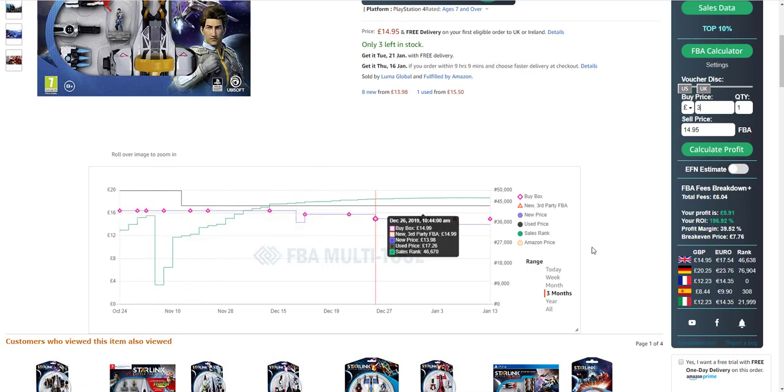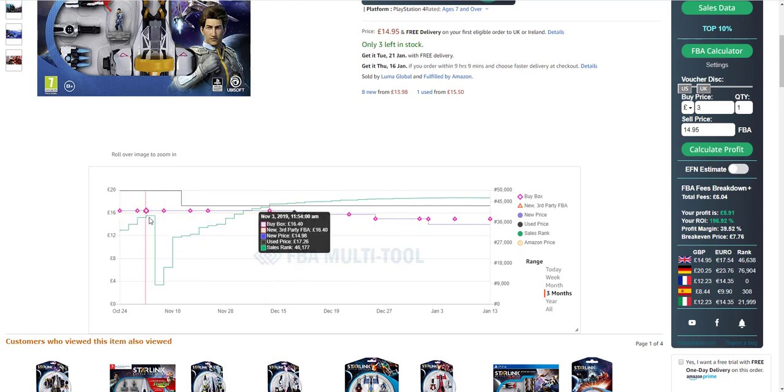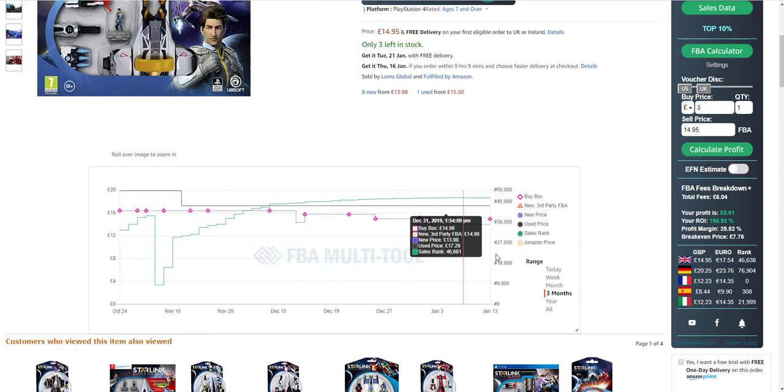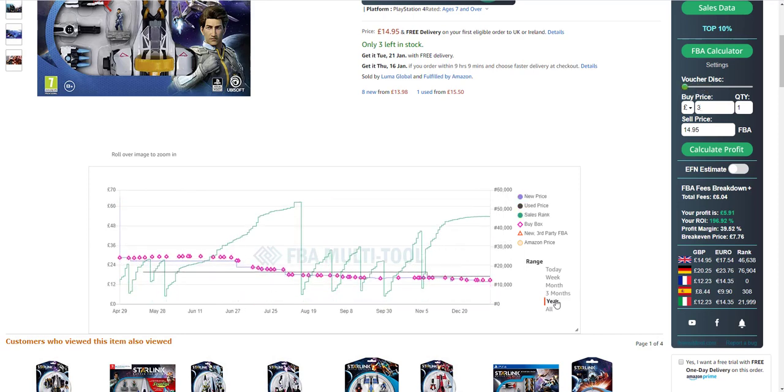So I was talking about that green rank line. This will be on your Keepa. This is currently the multi-tools Keepa integration, but Keepa has the exact same graph. So you see that drop there in rank? Well, that drop indicates the sale, and that's the only sale I'm seeing in the last 3 months. So not a great seller.